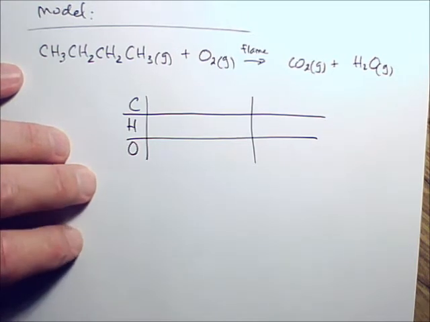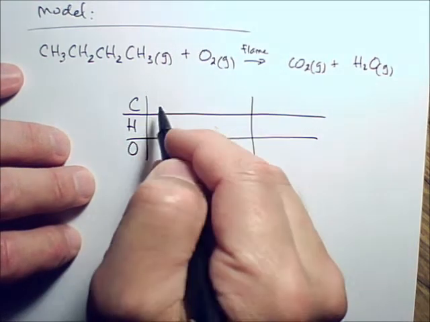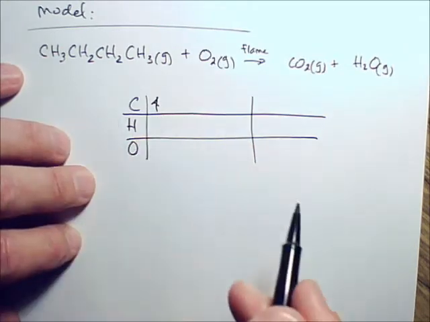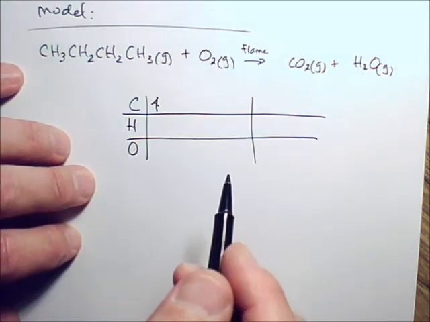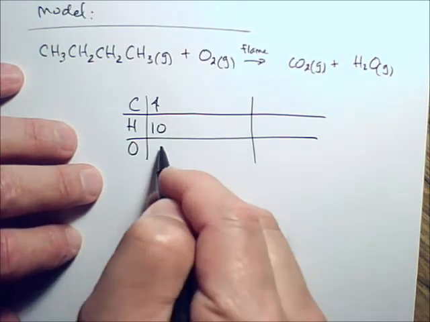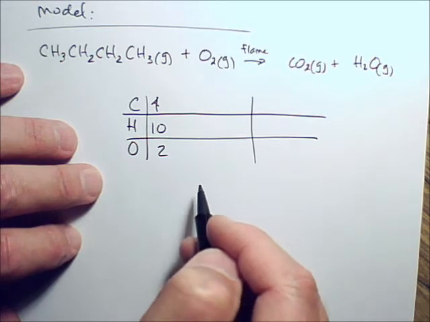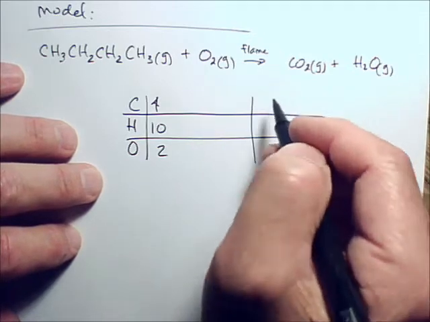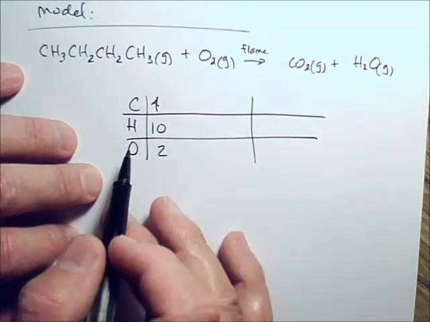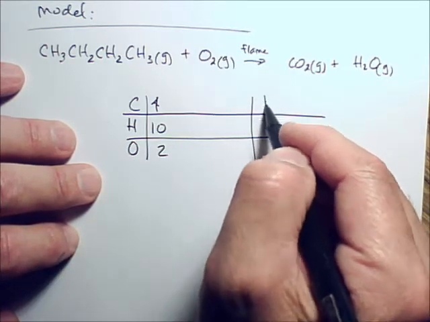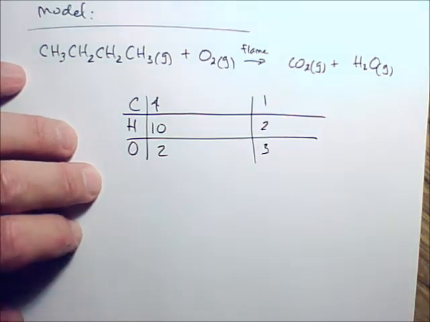All right, so how many carbons do we have on the left? 4. How many hydrogens do we have on the left? 10. How many oxygens on the left? How many carbons on the right? 1. How many hydrogens on the right? 2. How many oxygens on the right? 3. If you write it like a sneeze, chew, then on the right-hand side, you always get 1, 2, 3.